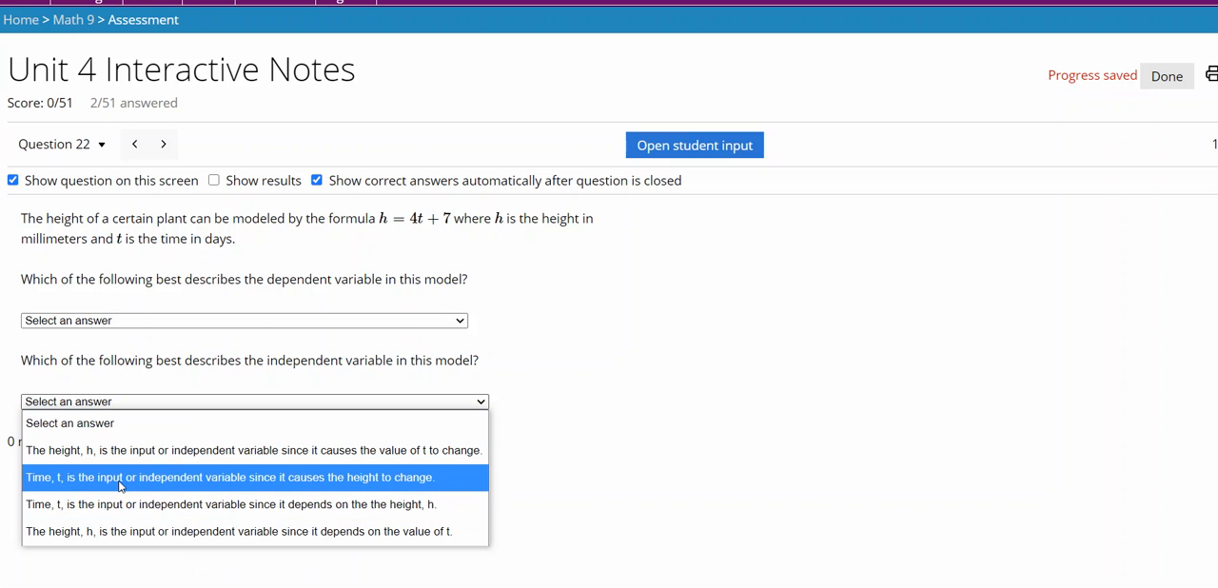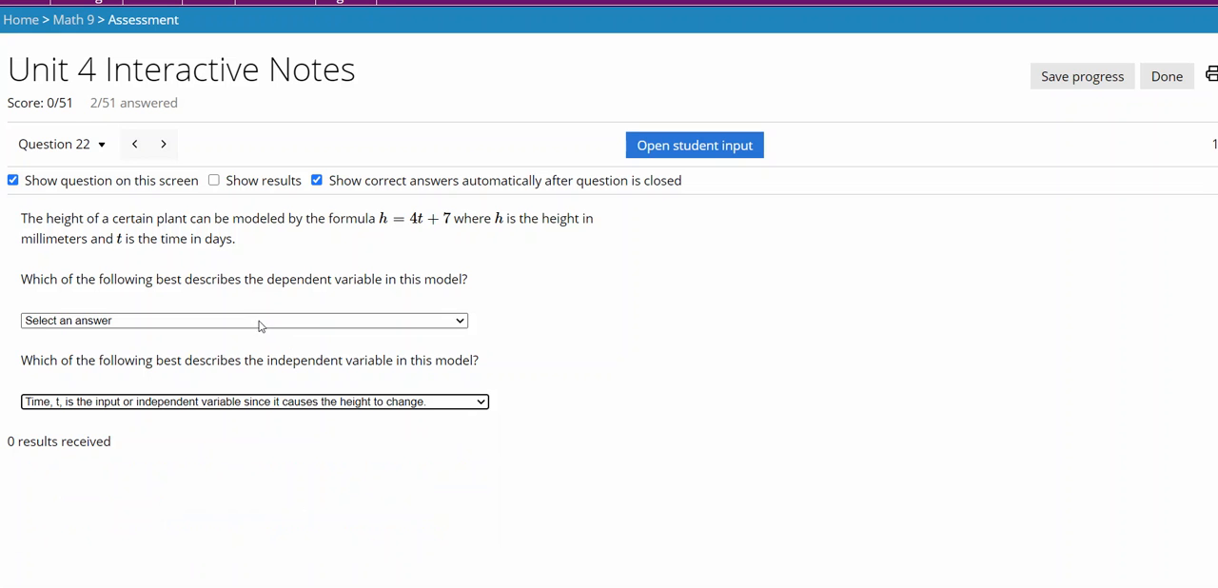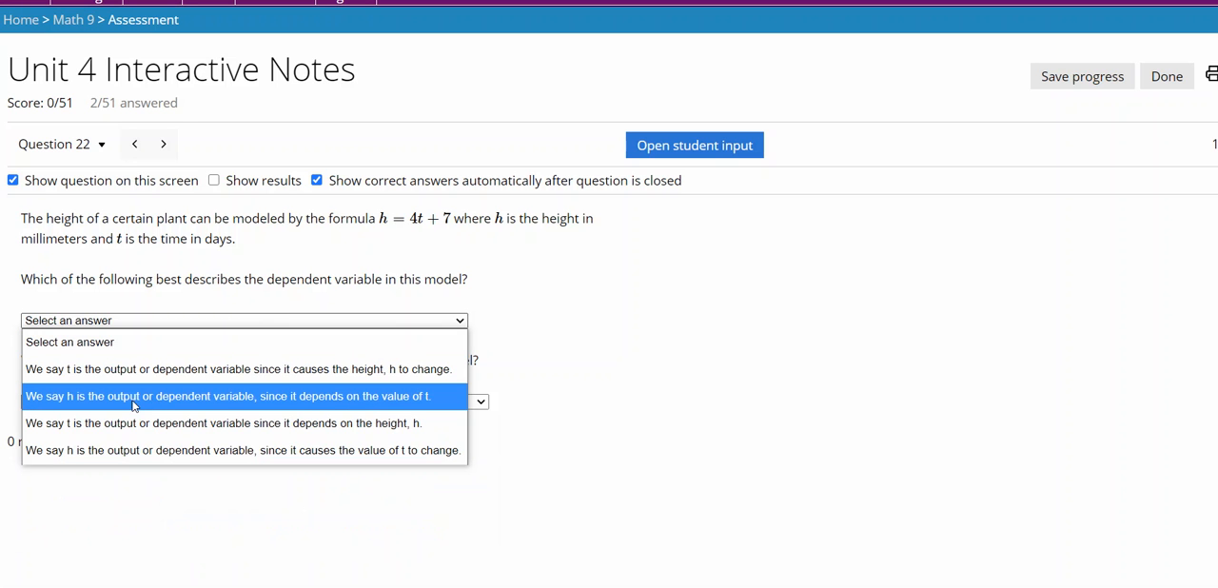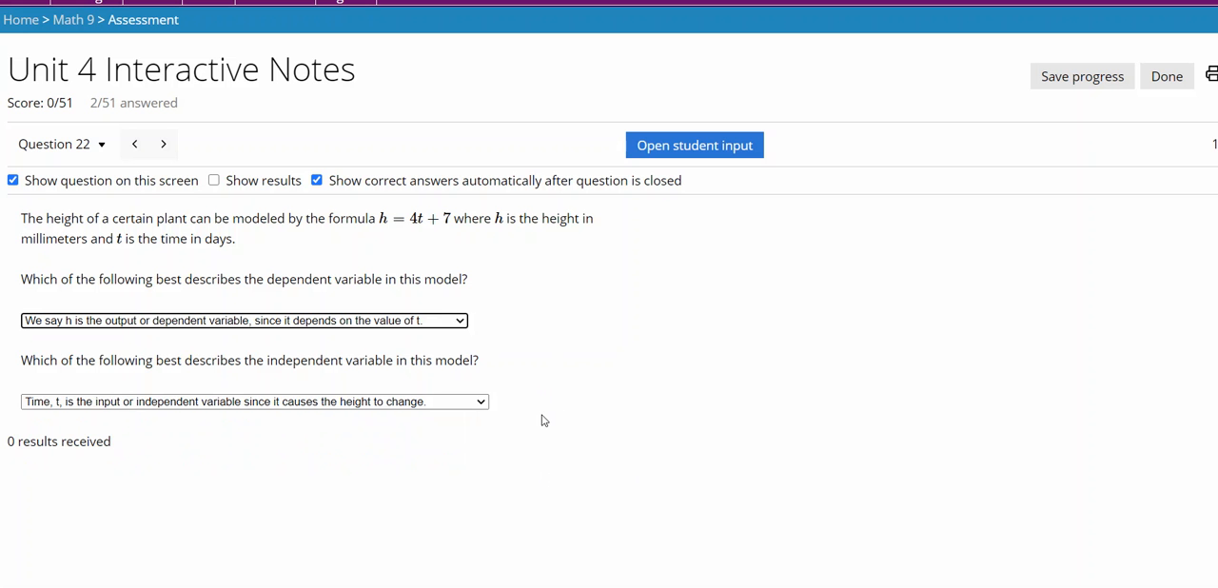So the time t is the input or independent variable since it causes the height to change, right? This is the one that causes it to change. And then our dependent variable is the one that depends on it. So the h is the output or dependent variable since it depends on the value of t. Does that make sense, guys? Yep. Okay. Perfect.